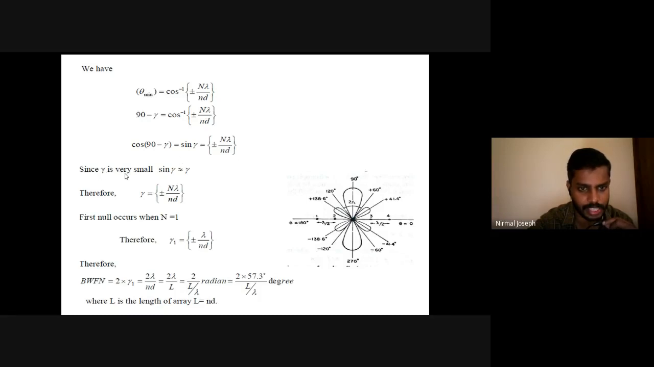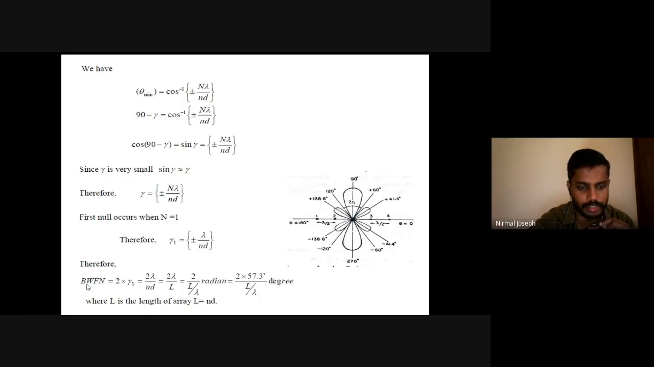Since gamma is very small, as yesterday, we can take sin gamma equal to gamma. Therefore, gamma is equal to plus or minus n lambda divided by nd. The first null occurs when n is equal to 1. Therefore, gamma 1 will be lambda divided by nd. Just substitute n equal to 1.